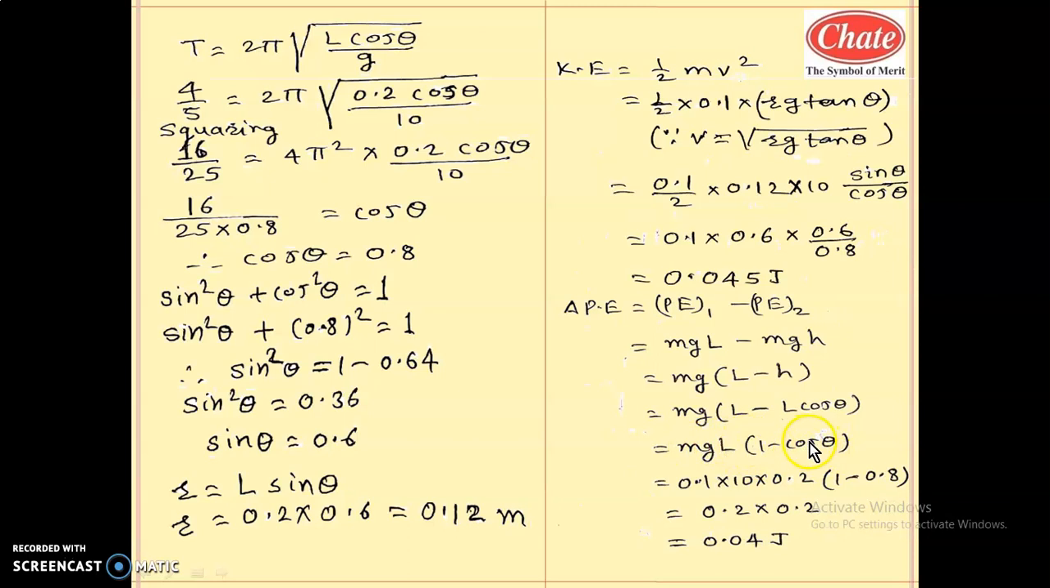Now we know all the values of this expression. So mass is 0.1, g is 10, length is 0.2, that is 20 centimeter, in bracket 1 minus cos theta value is 0.8. So substituting all these values, 10 into 0.1 is 1. So remaining term is simply 0.2. Here bracket will be again 0.2. So 0.2 into 0.2, that is 0.04 joule. So this is change in potential energy.